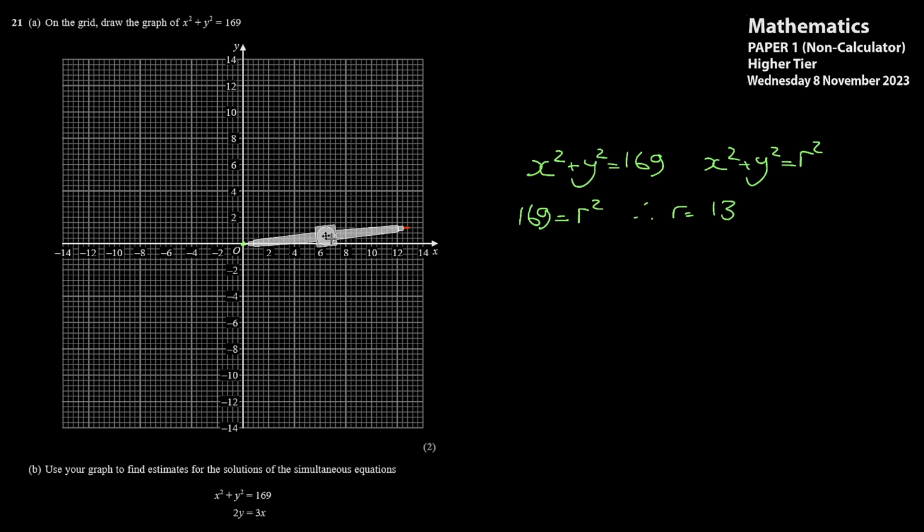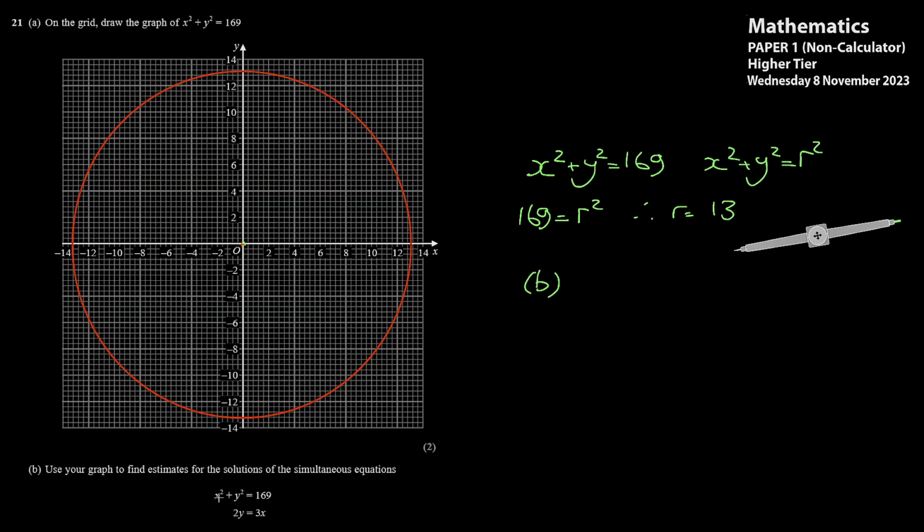So I've got a compass here and I've set it to a radius of 13 and I've just got to draw the circle. Move that out of the way, and that's a perfectly good solution to the first part of the question.